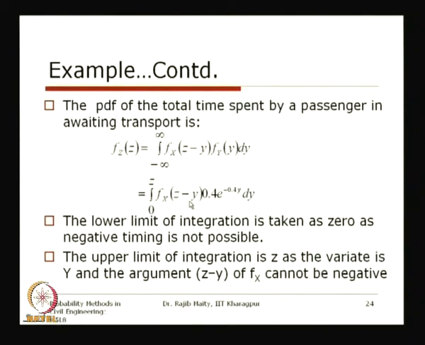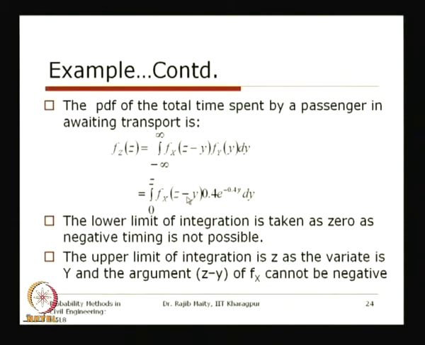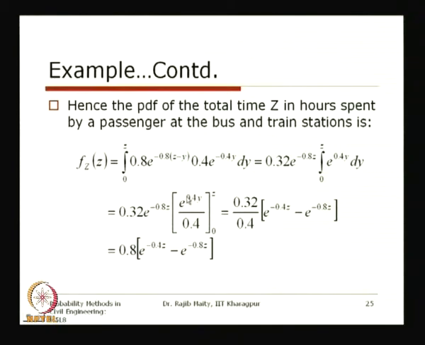And now the remaining part is straightforward. We just put the individual PDFs in: for x, that is 0.8 e power minus 0.8 x, in place of x we write z minus y, and for y it is 0.4 e power minus 0.4 y, and for this range we do the integration. This is done here, from 0 to z, 0.8 e power minus 0.8 (z minus y), multiplied by the other marginal PDF, that is 0.4 e power minus 0.4 y.